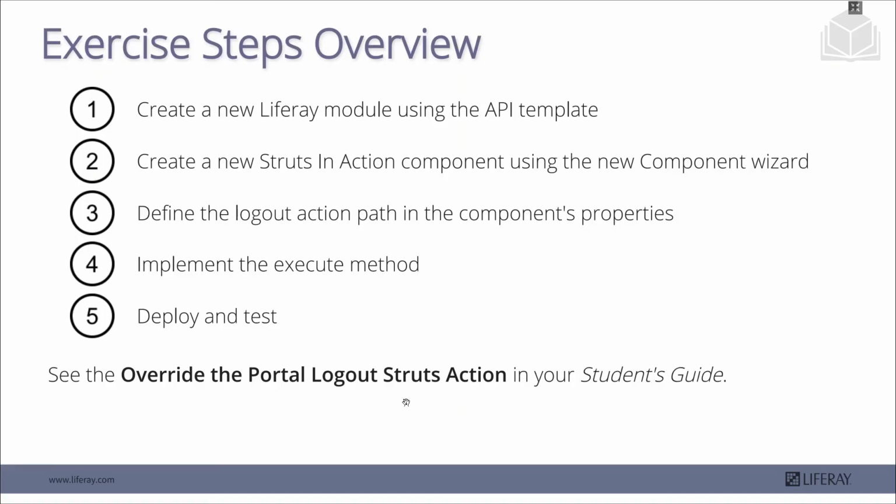Going through the steps, again, very similar to what we have done before. We're going to create a Liferay module project using that API template as a generic template. Create a new component using the Struts Action template for the component wizard. We'll then look for that specific logout action path so that we can add it to the component's property element. Implement the method or override it, and then we'll deploy and test this out. So let's go ahead with those steps in mind. Let's take a look at what this is going to look like in Liferay Developer Studio.